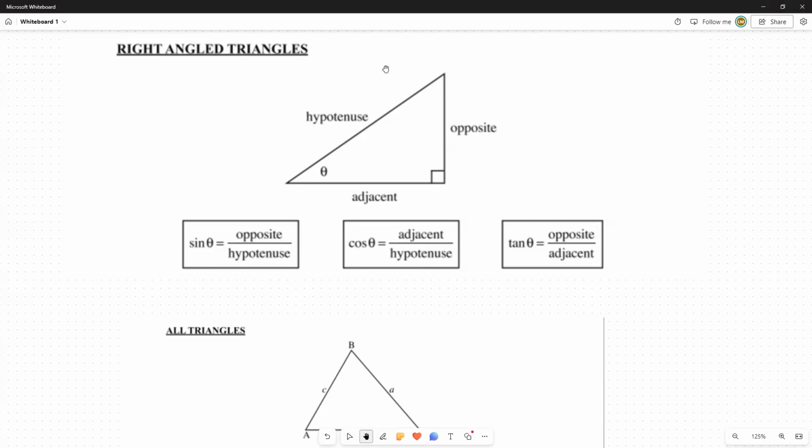You're going to find a lot of right angled triangles when it comes to this topic, and I want you to remember that we have the Pythagoras theorem to just help us out in calculating the sides.